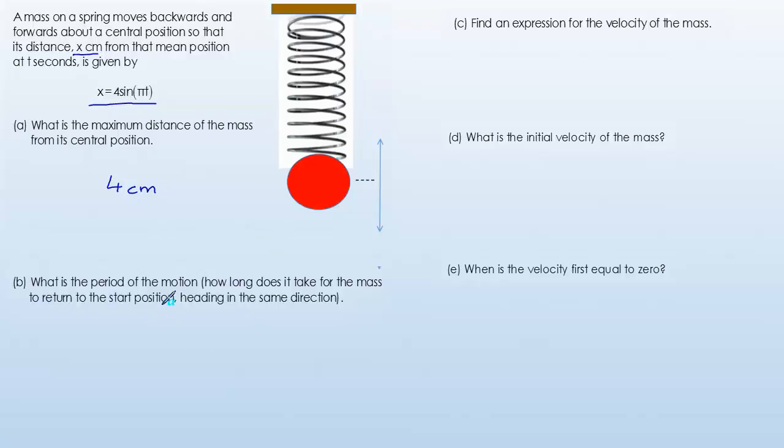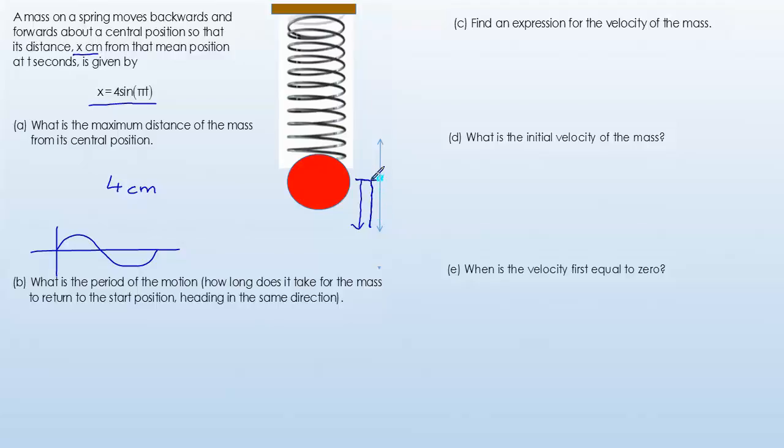What is the period of the motion, i.e., how long does it take for the mass to return to the start position heading in the same direction? So think about the shape of the sine graph. So that's going to go like that. It starts at the central position, and then the distance is positive, which I'm going to assume is in this direction. So it's going to come out to 4 centimeters.